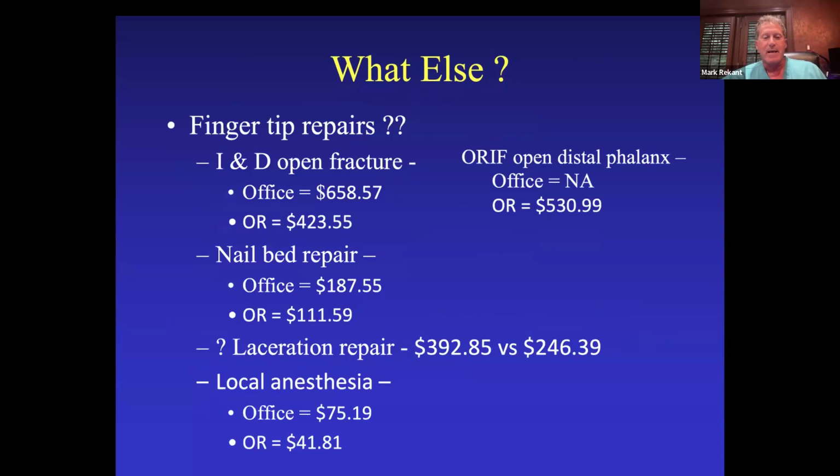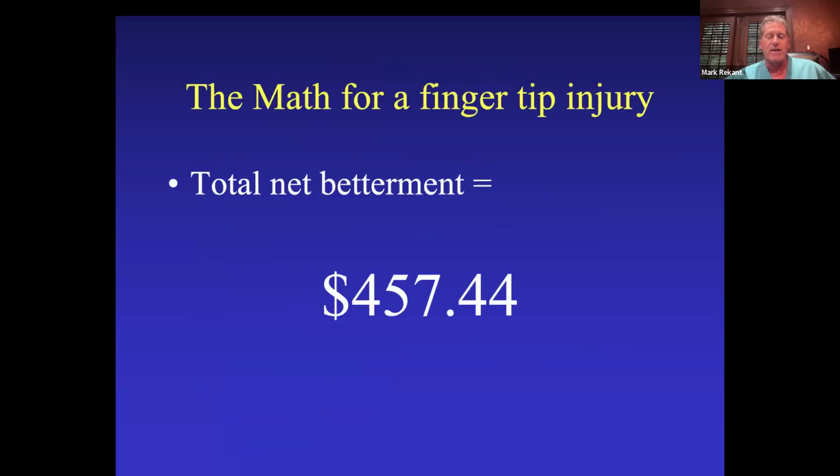If you break it down and we do that I&D of the open fracture in the office, you can see reimbursement is $658. If you go to the operating room, you lose more than $200. Similar for your nail bed repair and your laceration repair. You can see the grand total if you're doing a fingertip repair in the office is a net benefit or betterment of $457 and change. Something that we can all do in the office setting.